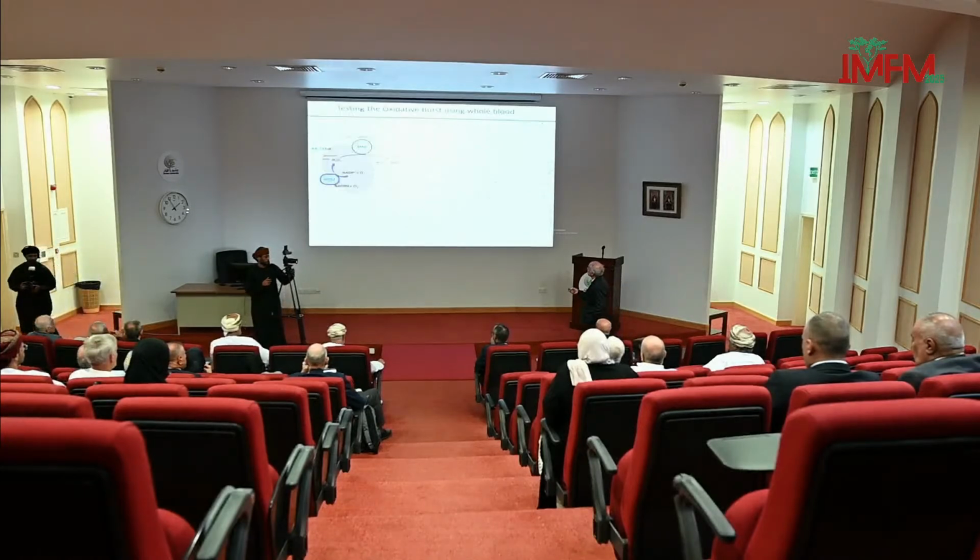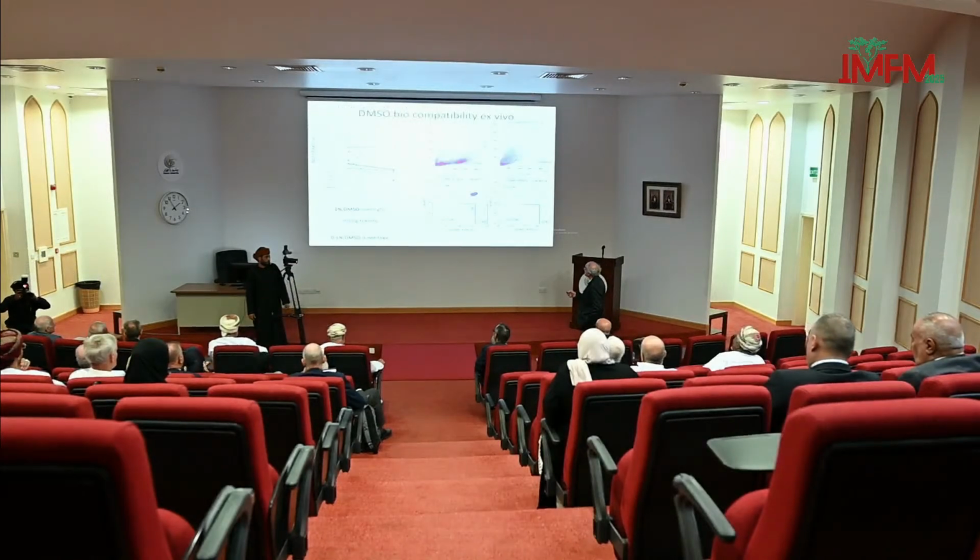If we look in this picture, we have counted the cells, and you can see that using 1% of DMSO, we have a strong destruction of the cells, and we do not have a destruction if we use only 0.1% of DMSO. This is what we have used later.